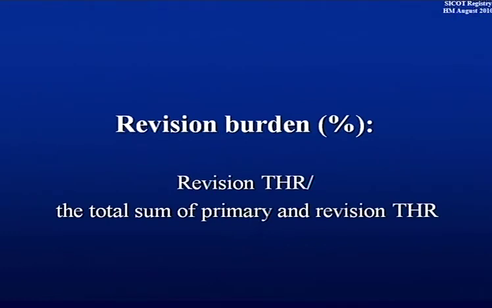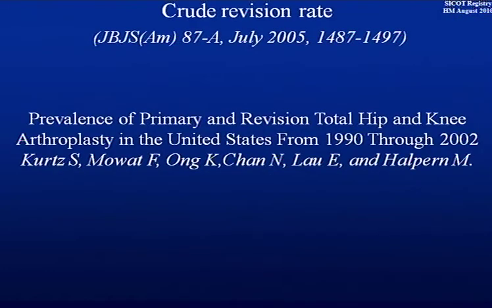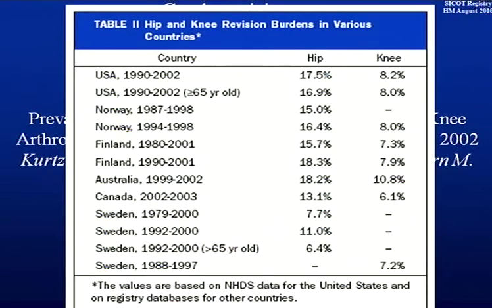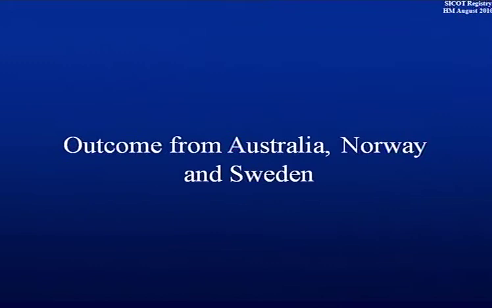Outcome, revision burden. This is a paper from Steve Kurtz, 2005. And revision burden, a very crude measure of the temperature in a community, where you take revision and divide by the sum of primary and revision and get that percentage. But you can see there's some really high up here, US 17.5, and only on Medicare population. I'm coming back to this later on.